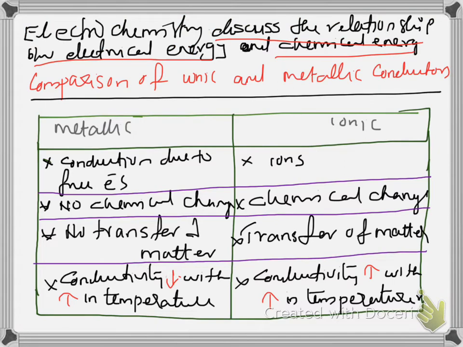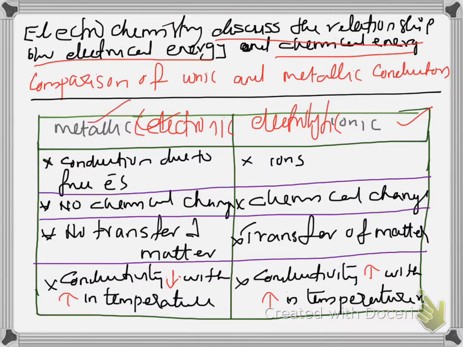Now we have to compare the ionic and metallic conductors. Ionic conductors are also known as electrolytic conductors. Metallic conductors are also known as electronic conductors, because electrons are the carriers. So we have to compare metallic and ionic conductors. Metallic is also known as electronic. Ionic conductors are electrolytic conductors.